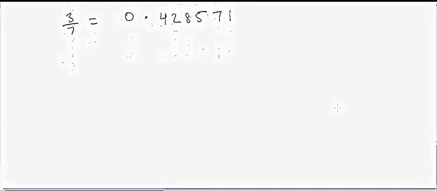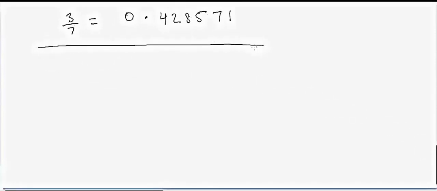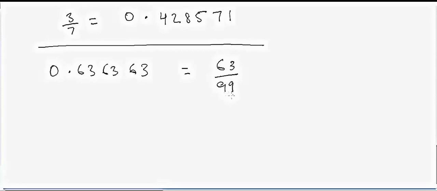And finally, there is one more trick, and that trick is also about dividing. For example, let's say we have the number 0.636363, which is a repeating decimal, and we want to convert it into a fraction. All I need to do is look at this number, 63. 63 is a two-digit number, so I'll put 63 divided by 99. I put two nines in the bottom for two digits.